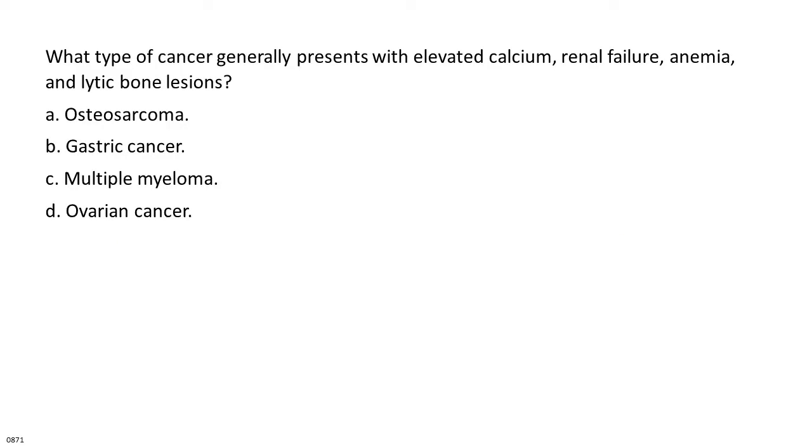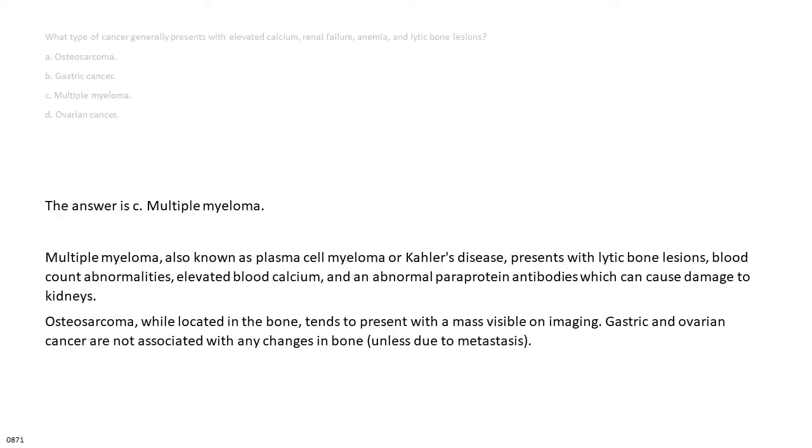What type of cancer generally presents with elevated calcium, renal failure, anemia, and lytic bone lesions? A. Osteosarcoma. B. Gastric cancer. C. Multiple myeloma. D. Ovarian cancer. The answer is C. Multiple myeloma.